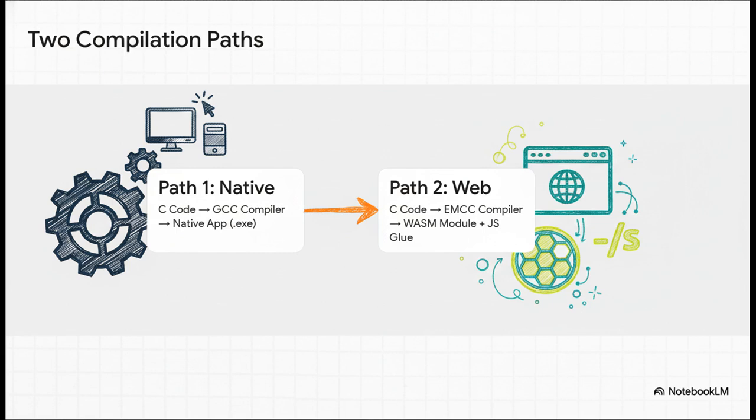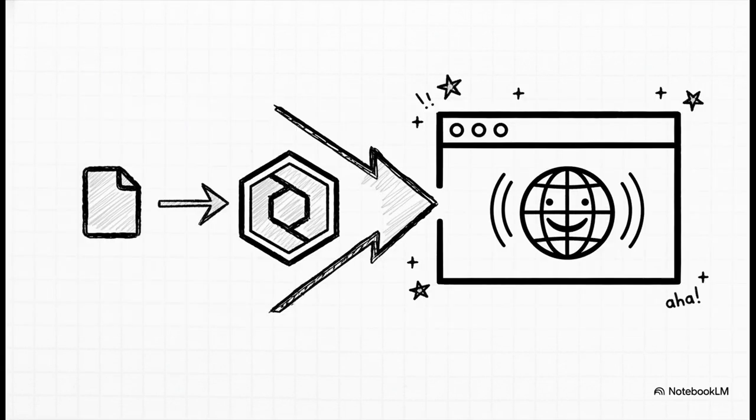The second path, though, this is where the magic happens. We use a special compiler that takes that exact same C code and turns it into a WASM module. It also spits out a little bit of JavaScript glue code that helps the browser understand how to run it. And check this out. The result is, well, it's pretty incredible. The same logic from the same C code is now running inside the browser, and you can see the output right there on the web page. This just shows you how powerful WASM is. I mean, it completely opens up a new world for what's possible with web apps.